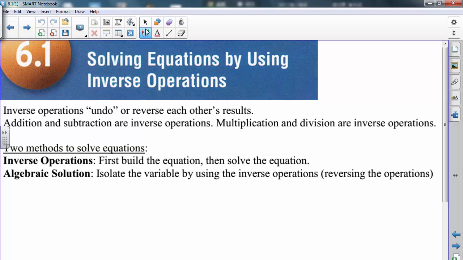I chunked the whole lesson into two parts, so today we will talk about the first part of 6.1. In this part, we will focus on inverse operations and how we can use them to solve equations. What's the meaning of inverse operations? Inverse operations means they undo or reverse each other's results.